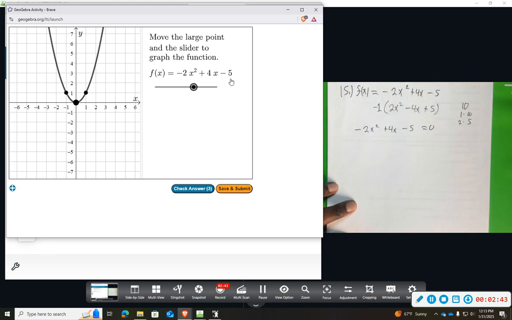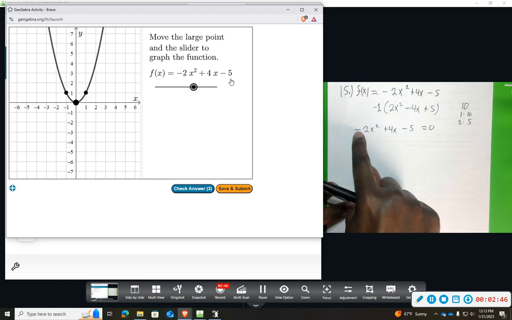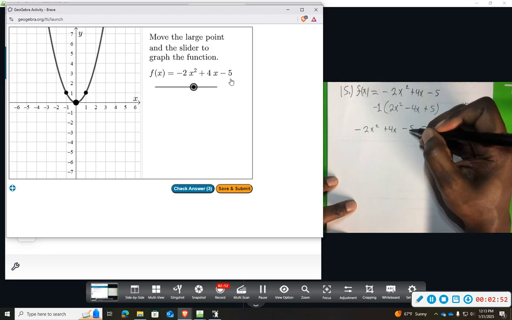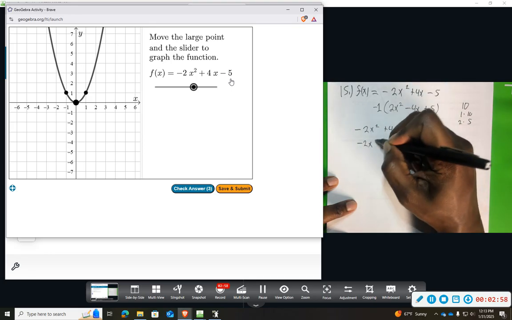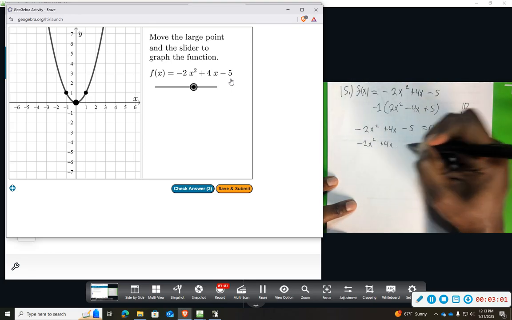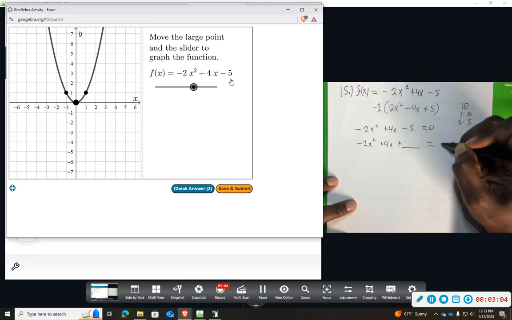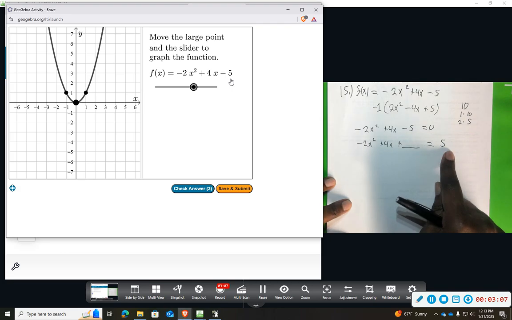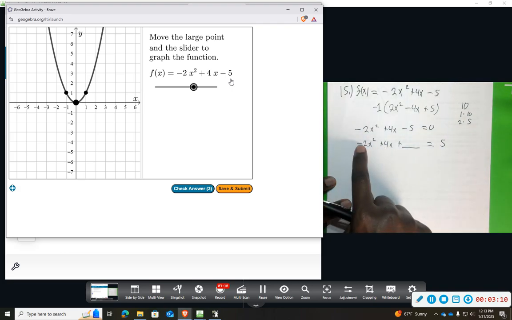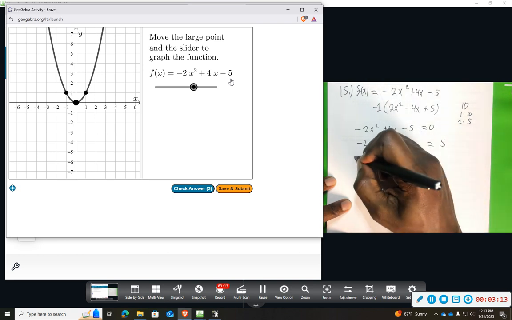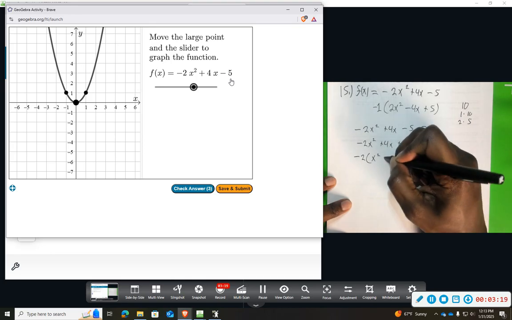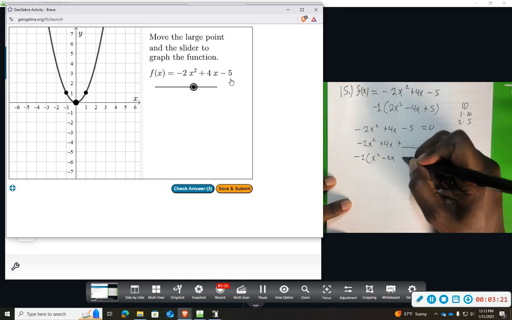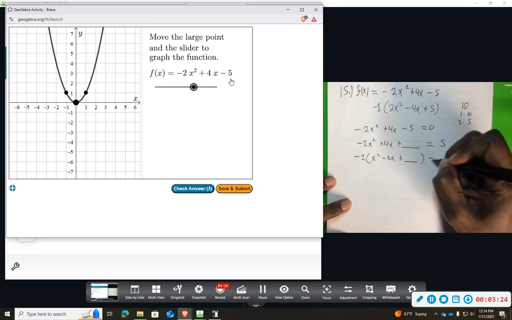So when you start the completing the square part, this leading term needs to be a 1. So first, we're going to move the 5 over. So we'll have negative 2x squared plus 4x, plus some blank, equals 5. So we added 5, moved it over. We're going to factor out the negative 2, because this needs to be a 1. That leaves me with x squared, divide by negative 2, minus 2x, plus some number equals 5.